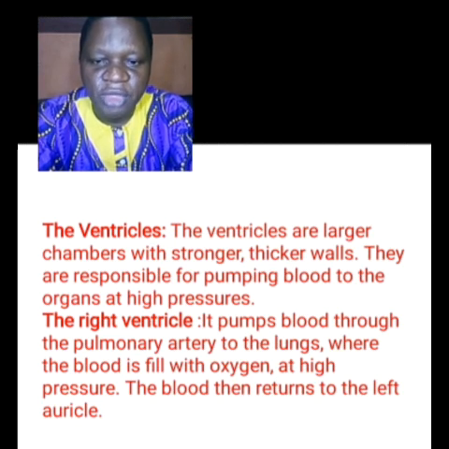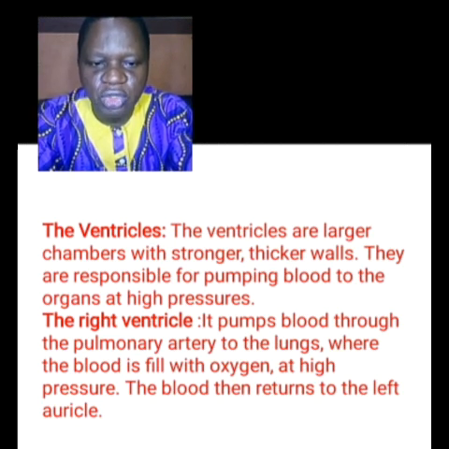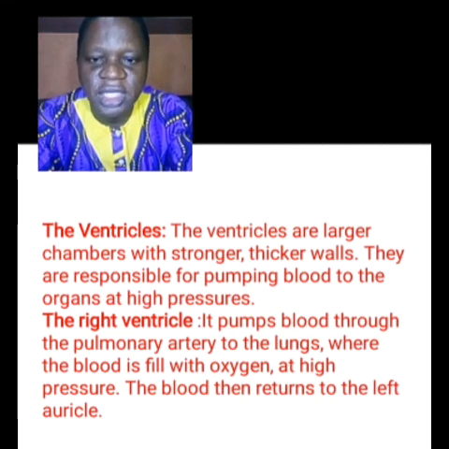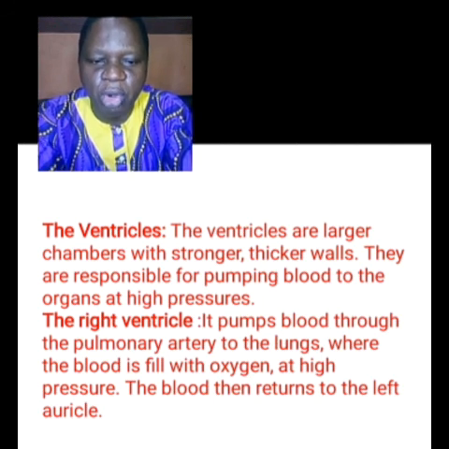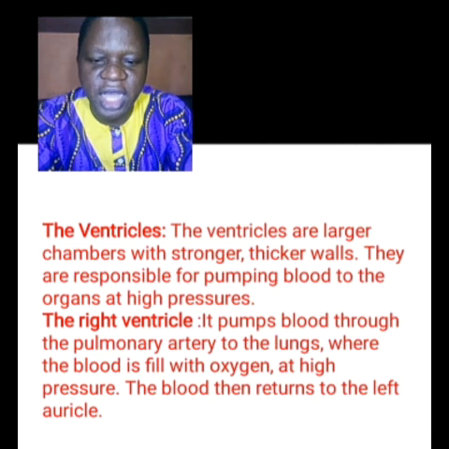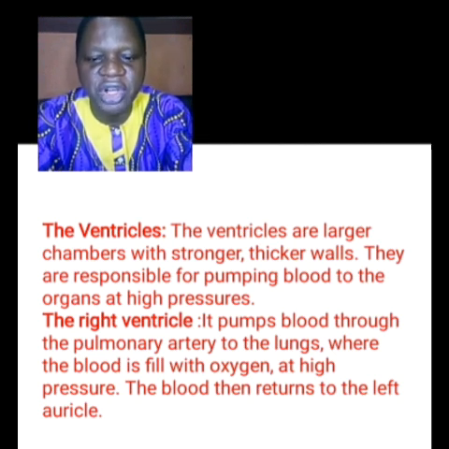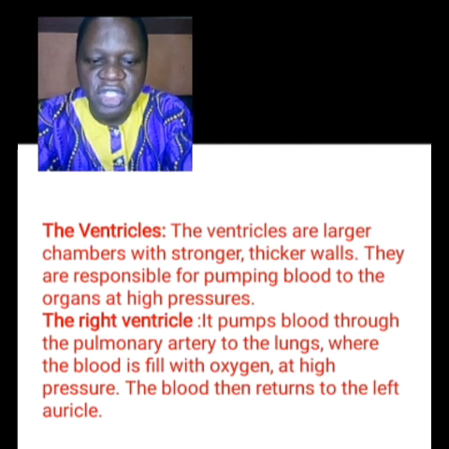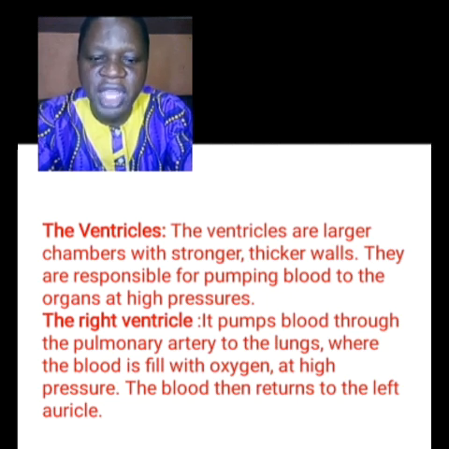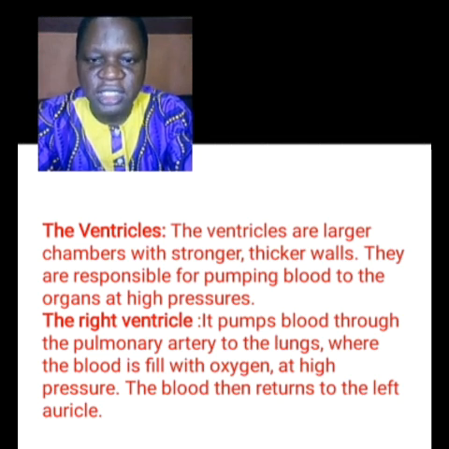Now the ventricles are larger chambers with stronger and thicker walls, and the reason is that they are responsible for pumping blood to the organs at high pressure. So because of the high pressure, the walls of the ventricles are thicker and also stronger. The right ventricle pumps blood through the pulmonary artery to the lungs, and the purpose of that is to oxygenate the blood.